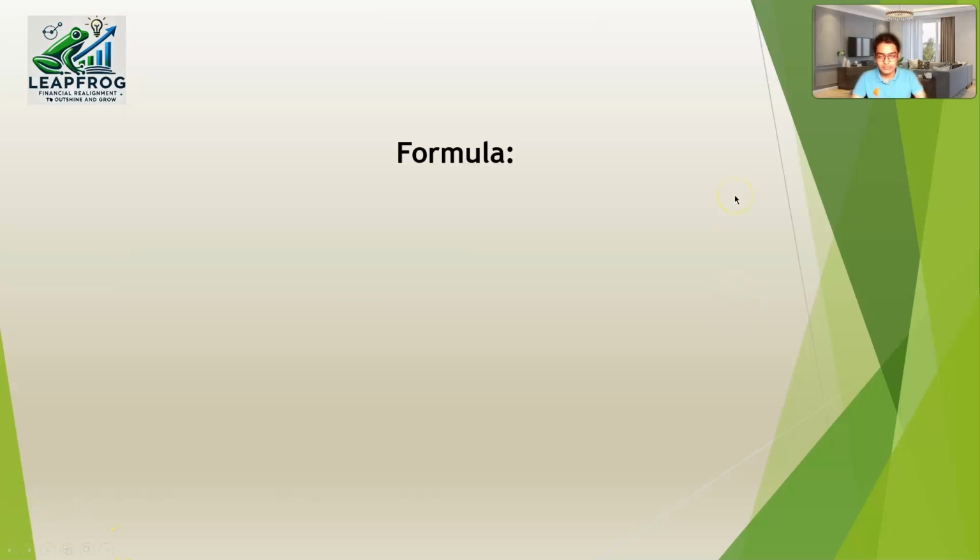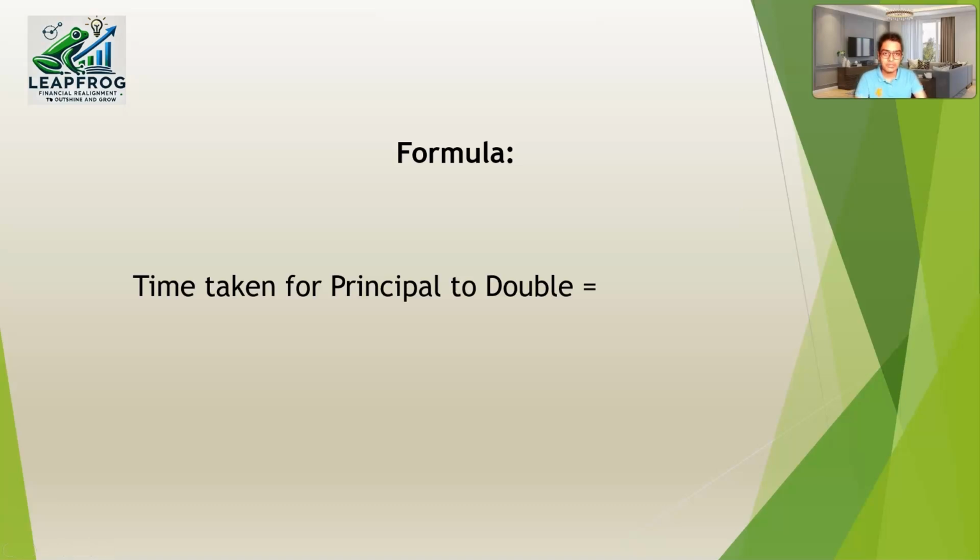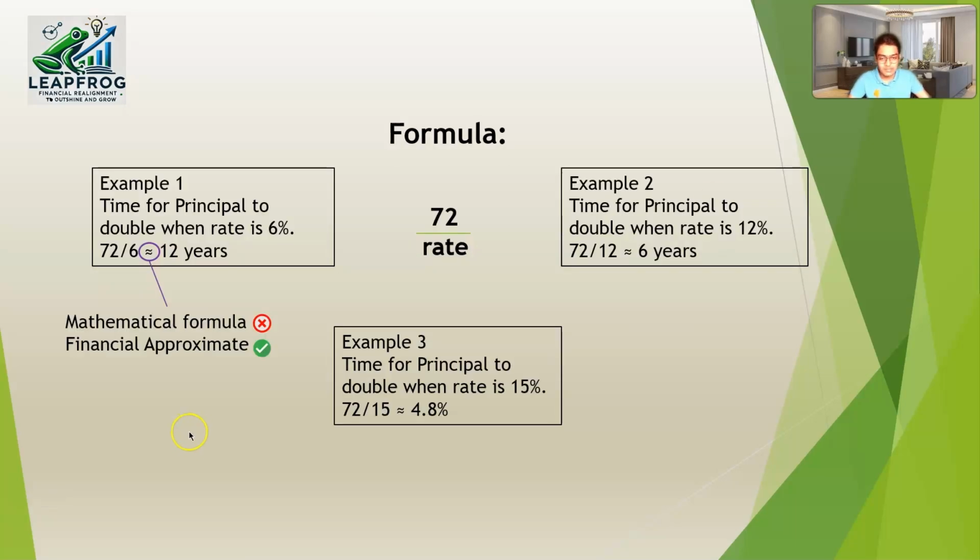The rule of 72 comes with a very simple formula, which is time taken for principal to double equals 72 divided by rate. Now let's take up a couple of examples. When the rate percentage is 6%, then we divide 72 by 6 and we get approximately 12 years. I've used the approximate symbol over here because the rule of 72 is not a mathematical formula, but it is a financial approximate. I will further elaborate on this topic later in the video.